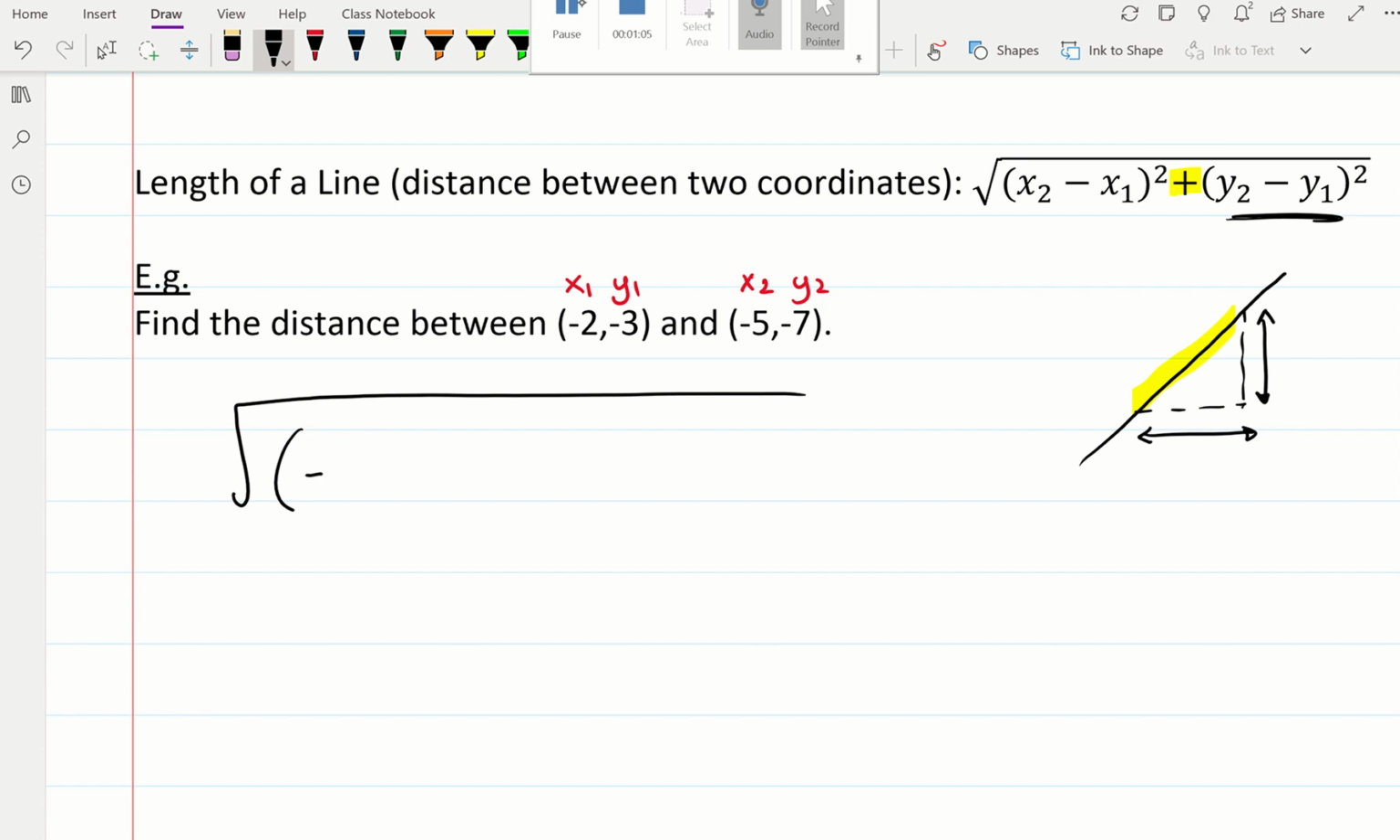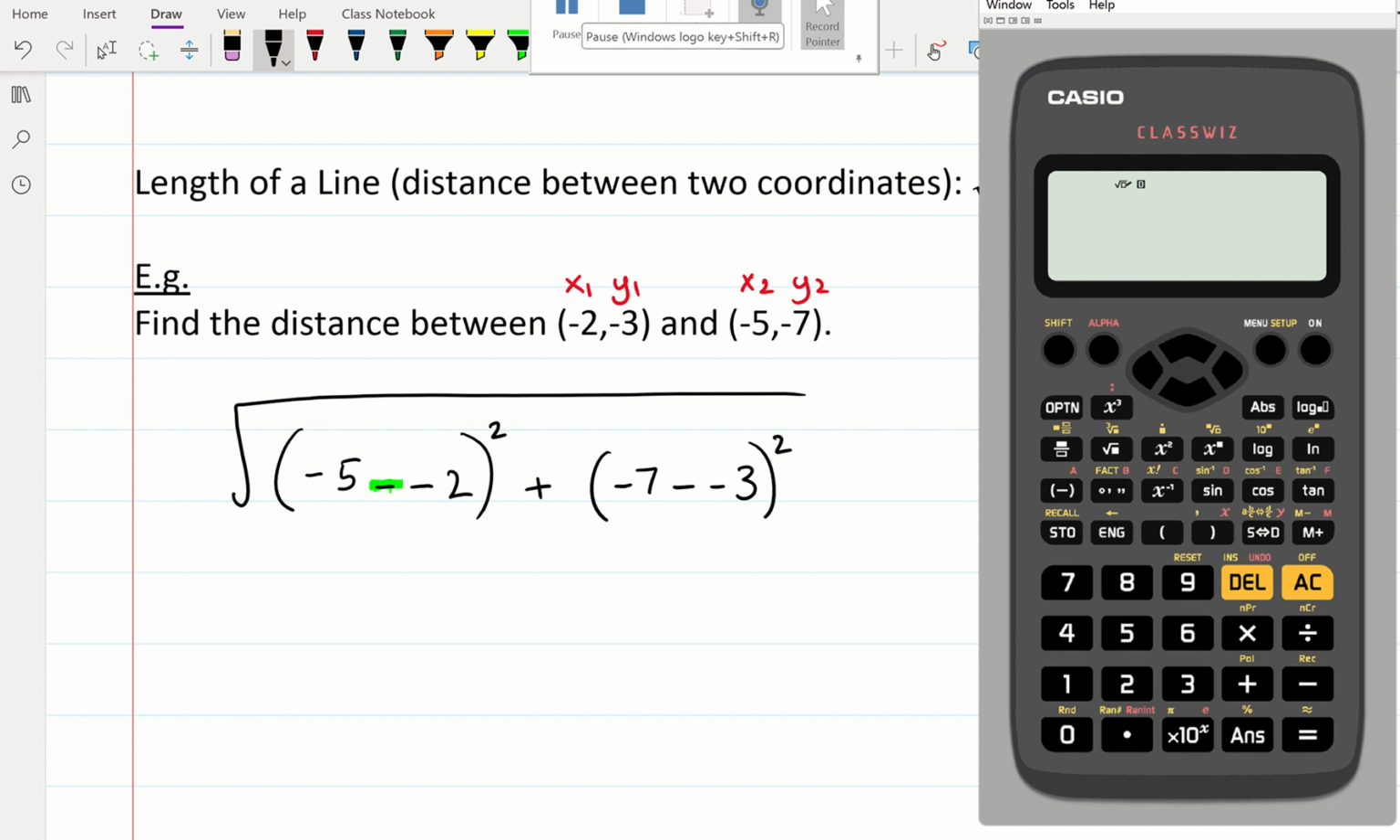So minus 5 minus 2. So remember, if there's a lot of negative numbers, you are subtracting because you're finding the difference. Okay, so that's the minus, and then the numbers themselves are also negative, squared, plus negative 7 minus negative 3 squared. So square root, brackets, minus 5 minus 2 squared, plus, make sure you put the power outside the bracket.